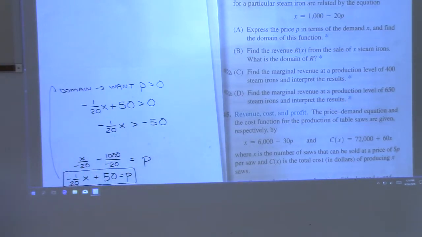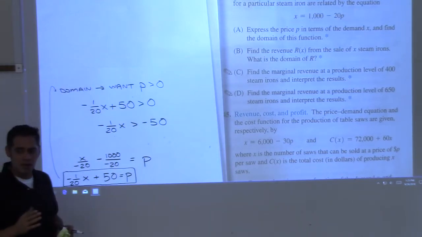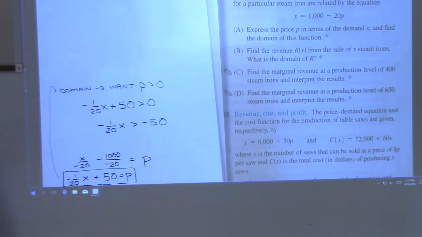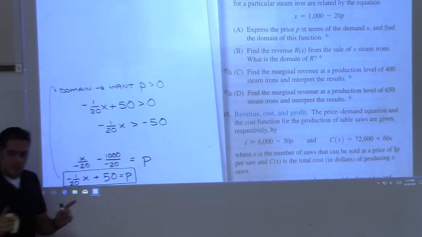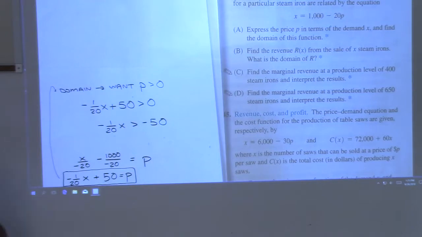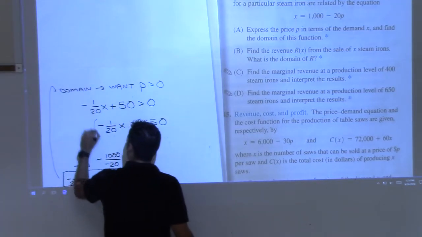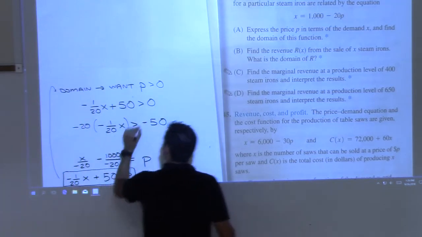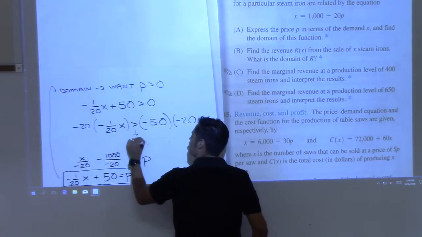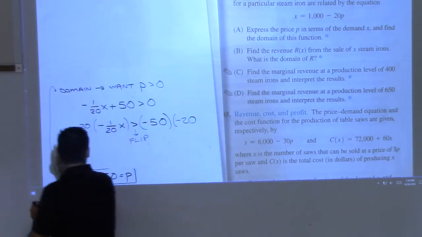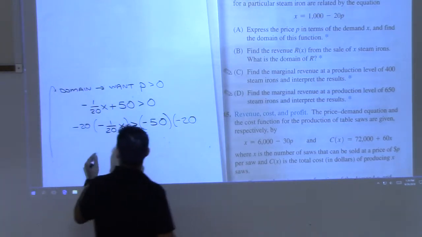But something important happens when you multiply by a negative in an inequality. Do you all remember? It flips it. You have to remember that, or else you're going to find yourself in trouble here. If you multiply both sides by a negative number, the inequality flips. So I'm going to multiply this side by negative 20, multiply this side by negative 20, and then this is going to flip. And when that flips, my new statement is this.